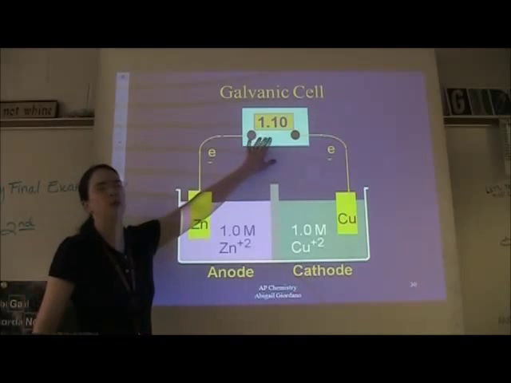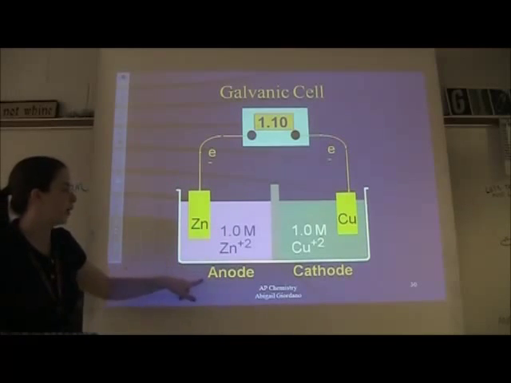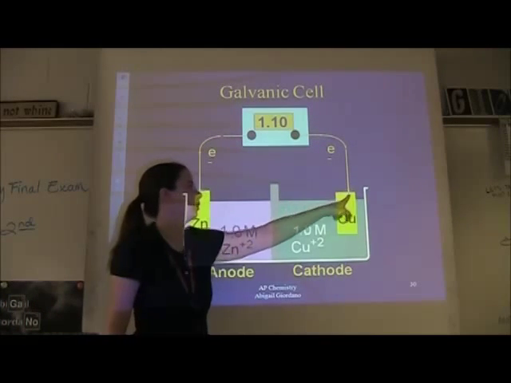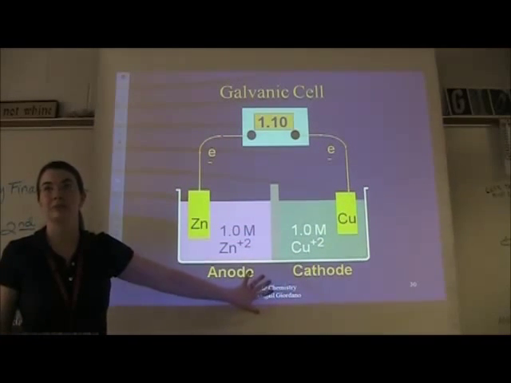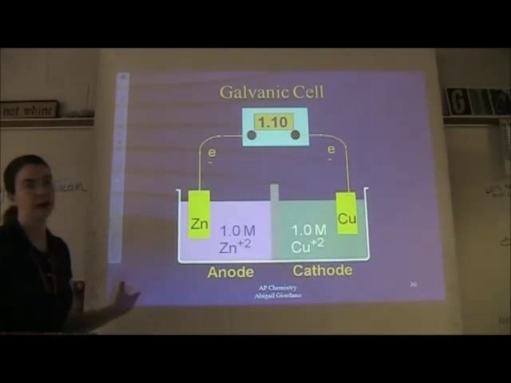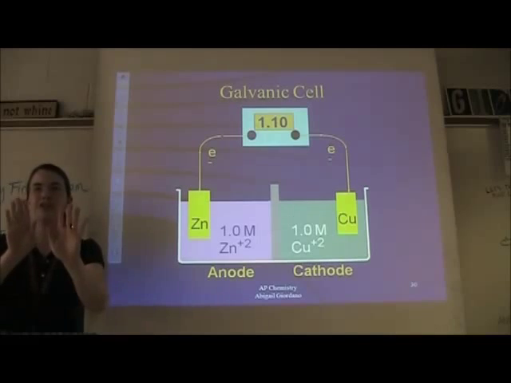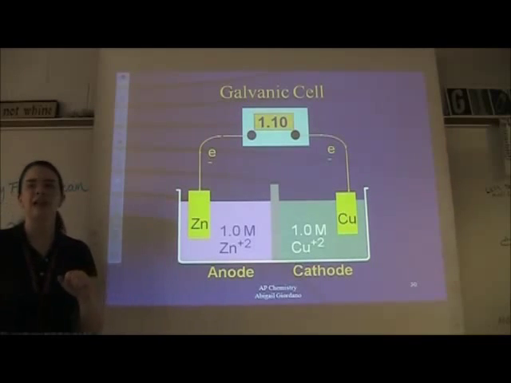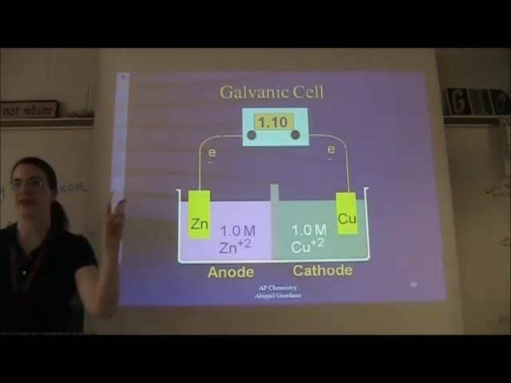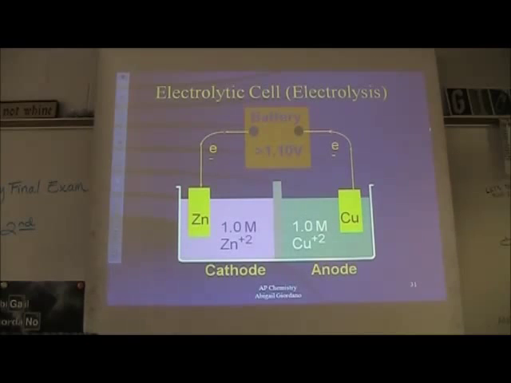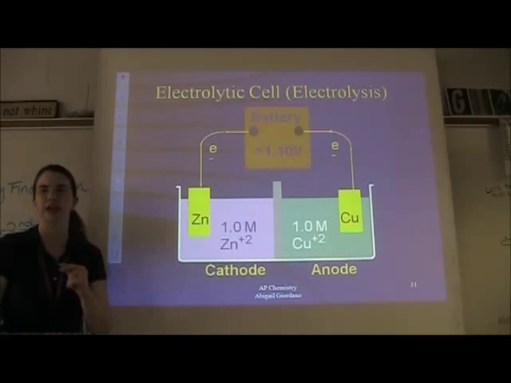What do you think I'm representing with this turquoise box? A voltmeter. Anode, cathode, electrons always flow from anode to cathode. Can you tell me what's missing from this picture? Salt bridge. Okay, sorry, I forgot. I'm going to change the slide. This is like one of those compare two pictures, what are the differences? On the next slide, there are three differences.